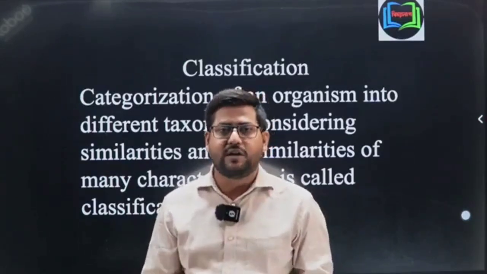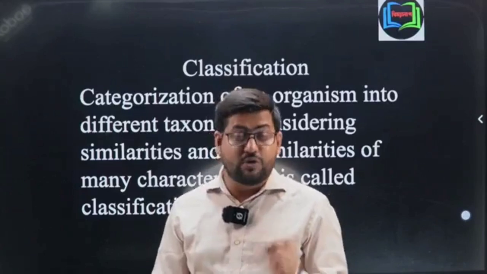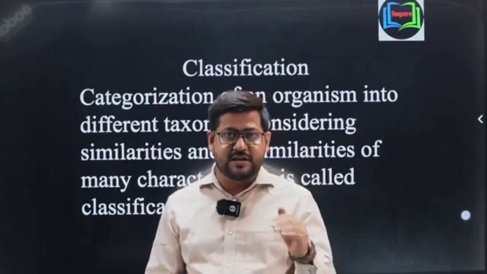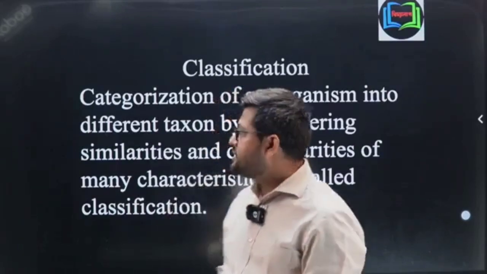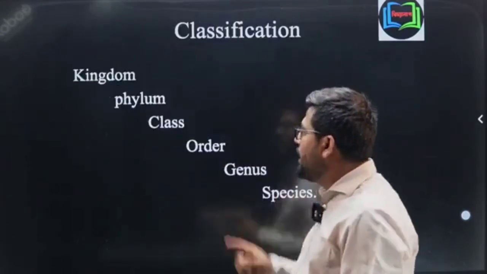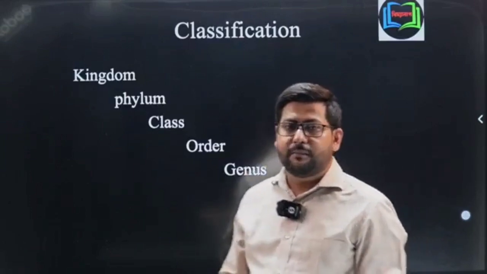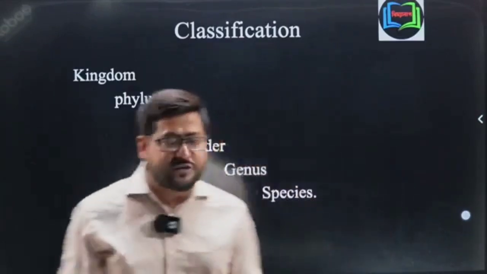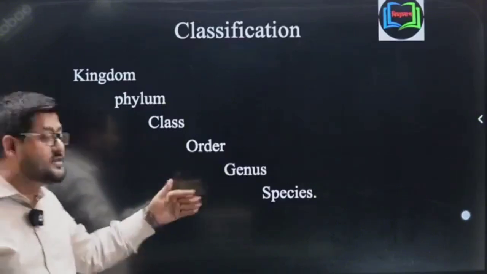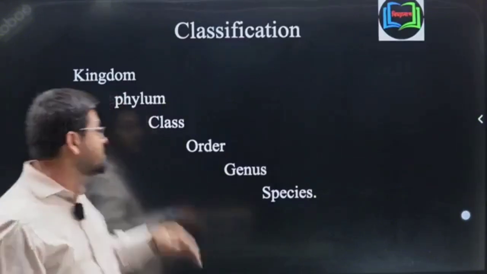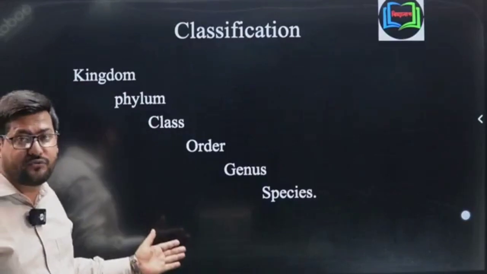When you categorize a particular type of species, it is your duty to classify that into different ranks of classification, and those ranks may be kingdom, phylum, and after that class, order, family, genus, and species. My dear students, these all are the ranks of classification.